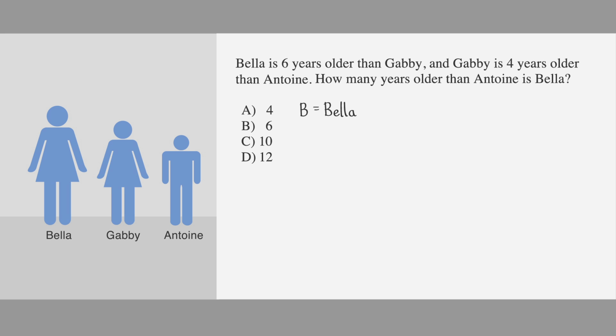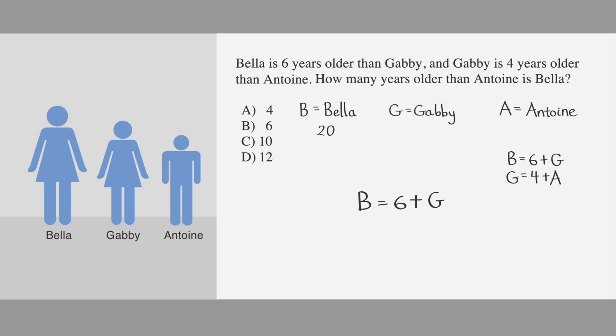We'll say Bella is B, Gabby is G, and Antoine is A. We know that Bella, or B, is 6 years older than Gabby, G, and Gabby is 4 years older than Antoine, A. So, let's pick 20 and plug it in for Bella's age. If Bella is 6 years older than Gabby, that means our equation should be B equals 6 plus G.